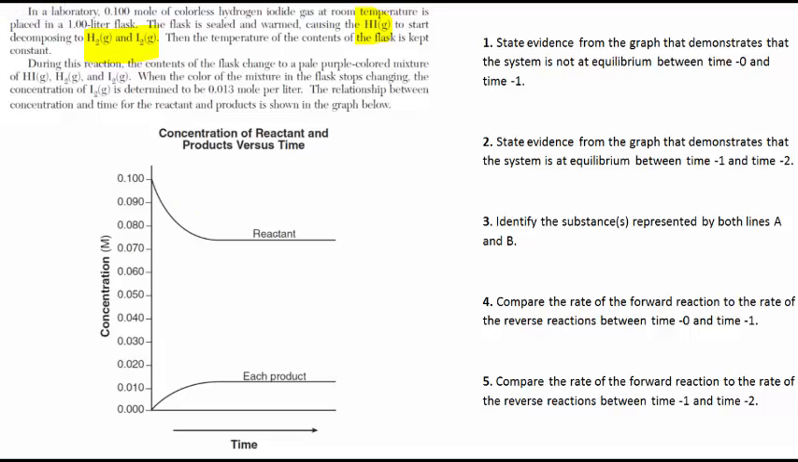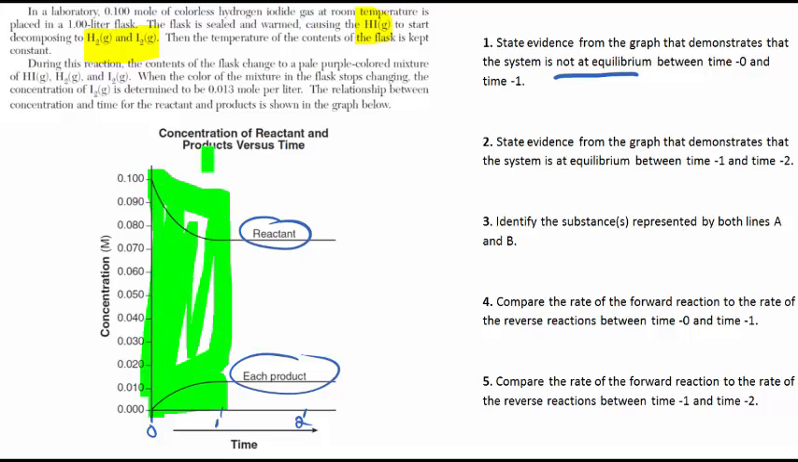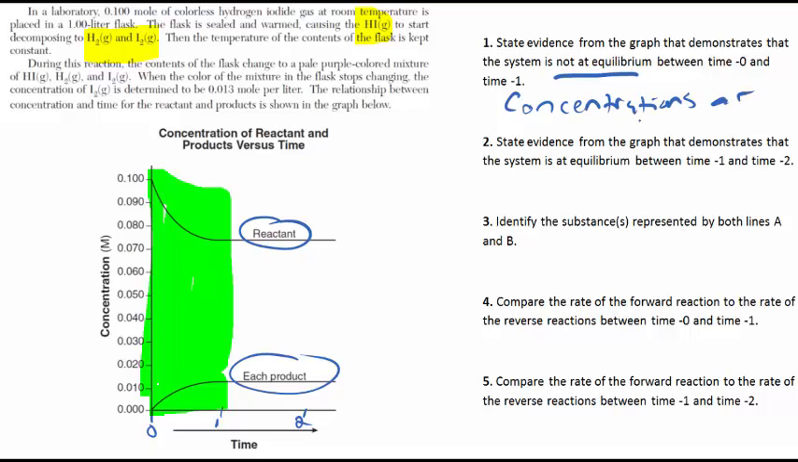Okay, so this graph right here is showing us the reactants and the products. Starting here at time 0, time 1, and time 2. You have those on your paper. They didn't make their way over here, so I just drew them in there. First question says, state evidence from the graph that demonstrates the system is not at equilibrium between time 0 and time 1. So 0 and 1 is this time right here. Why is the system not at equilibrium there? Evidence? Well, look what's happening to the concentration of the reactant. It's going down. The product is going up. So concentrations are changing. Can't have concentrations changing and be at equilibrium. They have to be constant.